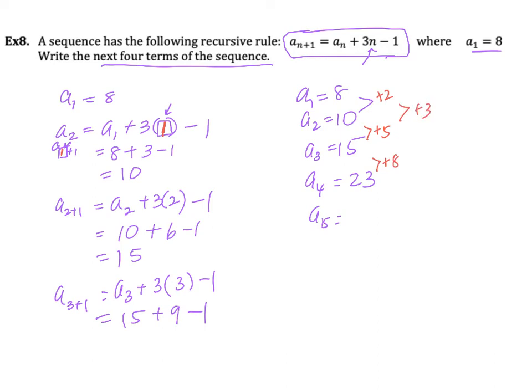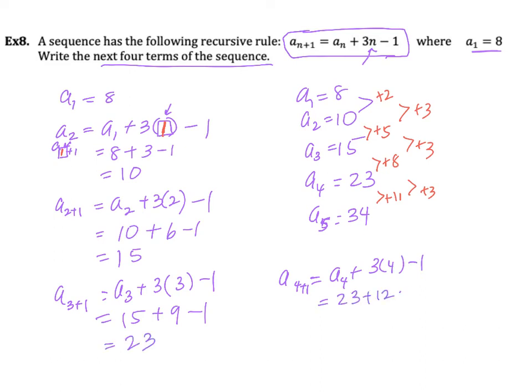Oh, look at this. This is plus 3, this is plus 3. So you might be thinking, oh, that's probably a plus 3 again, which means it would be plus 11, and I'm guessing my fifth term would be 34. Let's check. A sub 4 plus 1 equals a sub 4 plus 3 times 4 minus 1, which is, oops, I forgot to put that here, 23 plus 12 minus 1, which is indeed 34.